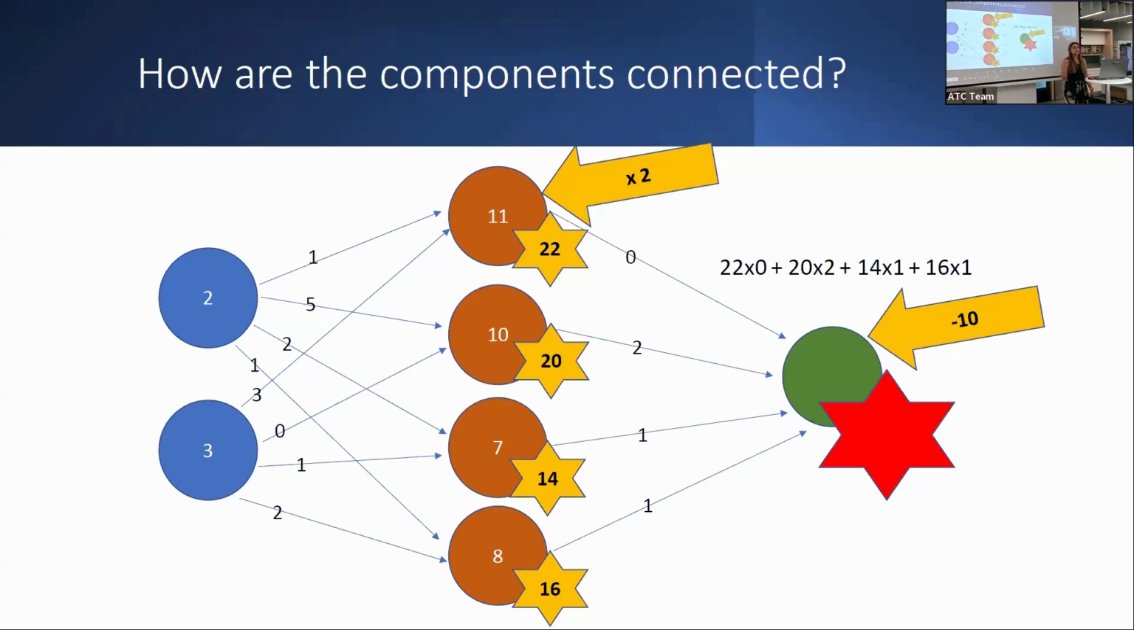It's only in the case of the input layer that there's no activation function, so there's no net value to use. All the other times you would use the net value. Okay, you multiply that and add it together, and we get a 70. Then you put that through the activation function, so minus 10, and we get 60. So that is how all the components are connected.